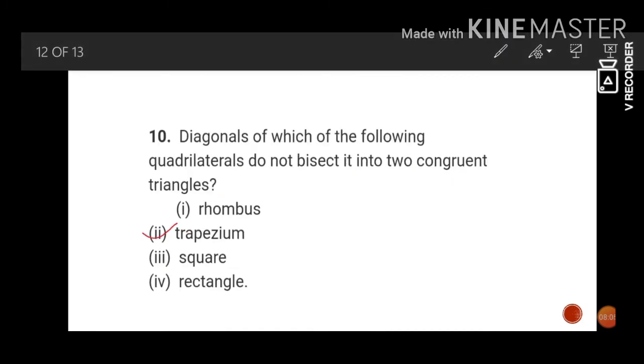And the last question is question number 10. In this question it is asked, diagonals of which of the following quadrilaterals do not bisect it into 2 congruent triangles? So we consider the diagonals of any of the quadrilaterals. We have 6 different quadrilaterals. In these 6 different quadrilaterals, only in the case of a trapezium, we won't find 2 triangles which are congruent. So our correct option will be option number 2.